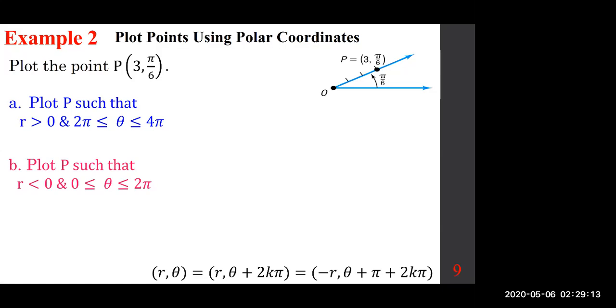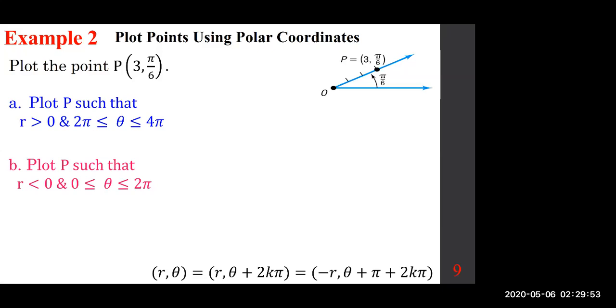Part A, we want to plot P such that r is positive. That means you use the same number 3. That doesn't change. But this time, theta is between 2 pi and 4 pi. What do you think we should do? 2 pi and 4 pi, that means the second revolution. Do you follow what I'm saying, class?